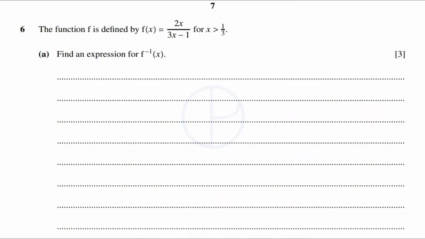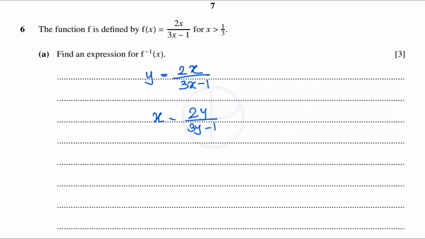The next question is, the function f is defined by f of x equal to 2x divided by 3x minus 1 for x greater than 1 over 3. Find an expression for f inverse of x. Take the given f of x as y. So y is equal to 2x divided by 3x minus 1. Now interchange x and y. So we get x equal to 2y divided by 3y minus 1.